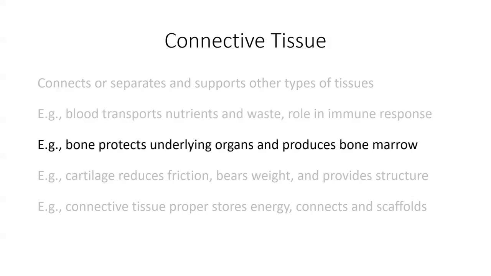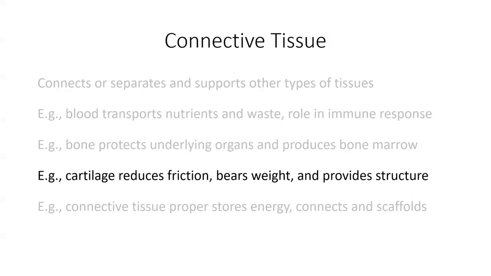Bone is another type of connective tissue, and we have compact bone, which is harder and thicker and is used for protection. For example, the skull protects the brain underneath. And then we have spongy bone, which is lighter, and it produces red bone marrow.